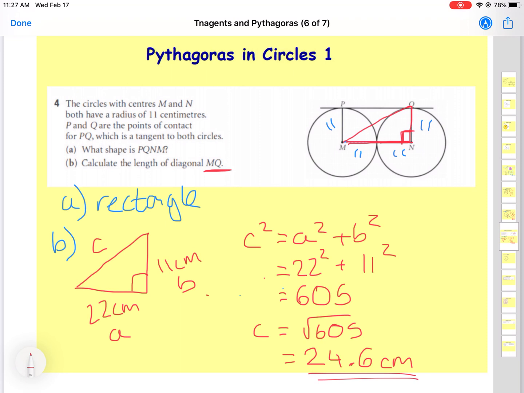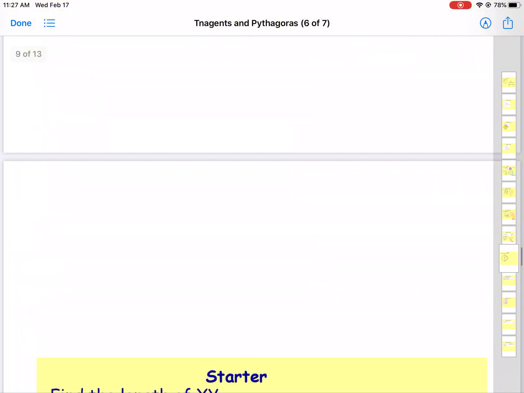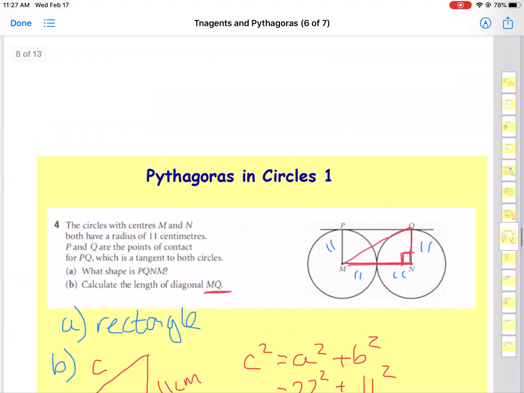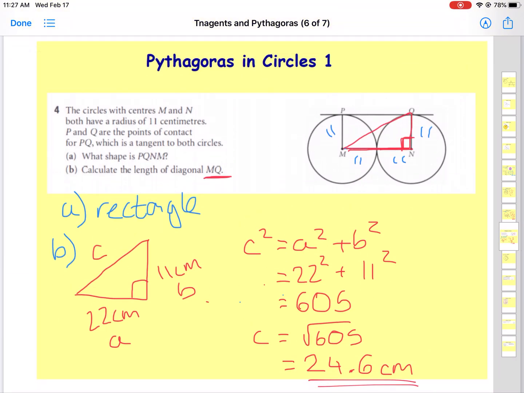Okay, so there'll be a worksheet on the Teams page and questions for you to complete. I would like you to go and do that just now, please, and then come back on and ask any questions if you need to. Okay, the next lot of questions will be for Friday's lesson. Okay, thank you.